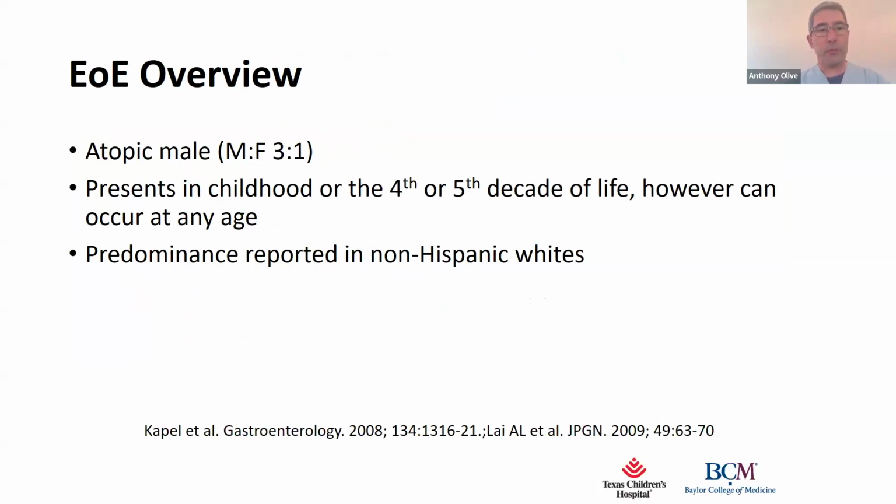So in summary, the prototypical EOE patient is an atopic male, presents either in childhood or in the 4th or 5th decade of life. Again, as I mentioned, but really at any age. And we see the patient present with EOE, and it's predominantly in non-Hispanic whites as well.